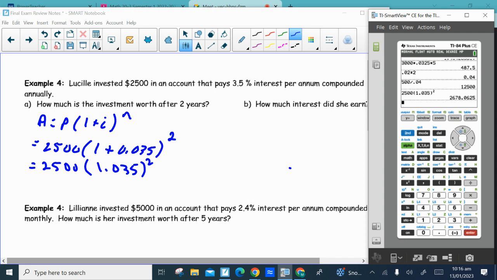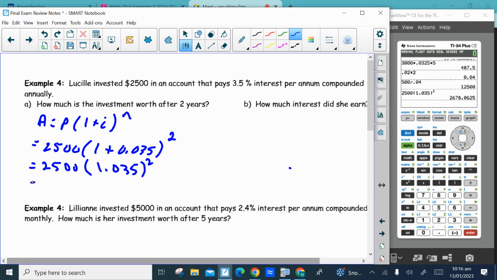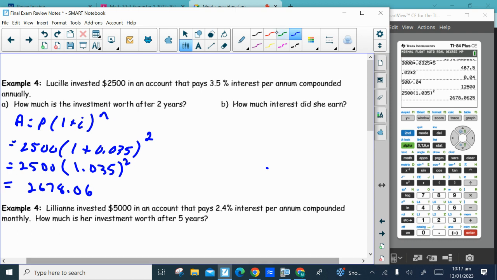And that's how much the investment is worth after 2 years, $2678.06. That's what it's worth. Part B wants to know how much interest she earned. Well, that would be the difference between what she has and what she started with.